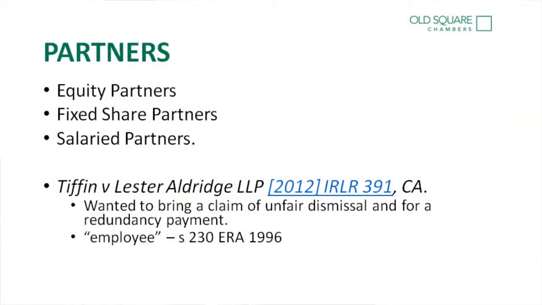So we are aware that there are different types of partners within firms, and we had in 2012 the Tiffin and Lester Aldridge case. Martin Tiffin was a salaried partner to begin with, and was then admitted to the partnership as a fixed share partner. He had 5 profit share points. The full equity partners generally had between 100 and 200 equity share points. He signed a partnership agreement. When he was dismissed by reason of redundancy, he wanted to bring a claim for unfair dismissal and for a redundancy payment. It was held at EAT and Court of Appeal that he did not work under a contract for services, but he worked pursuant to the LLP membership agreement.